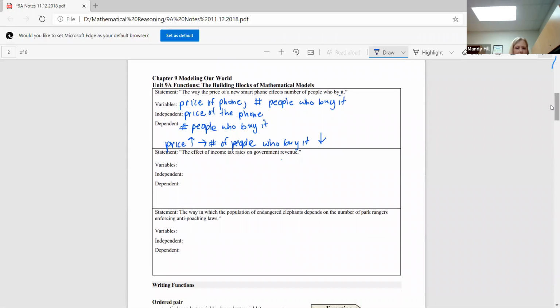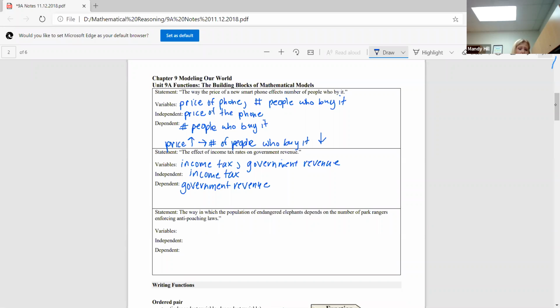Okay, the effect of income tax on government revenue. Okay, so we would have a variable that is income tax and another variable that would be government revenue. The dependent variable is government revenue. So government revenue is basically how much the government makes. Well, where does the government make money? They make money from income tax and other taxes as well. But in this example, we're talking about income tax.